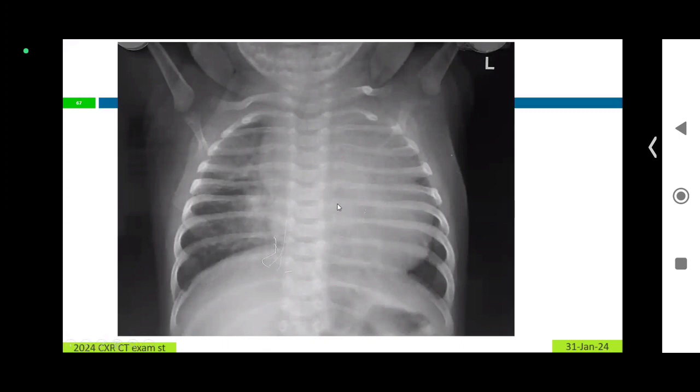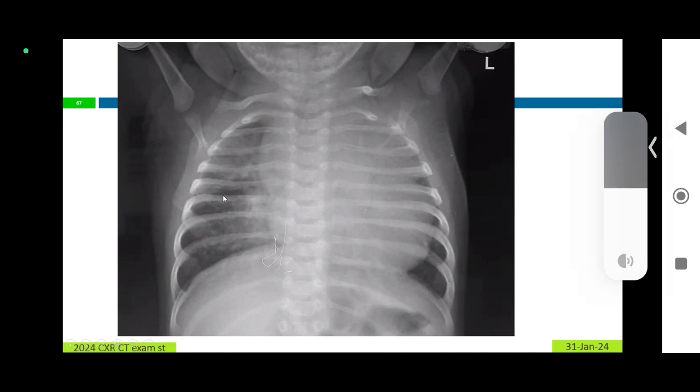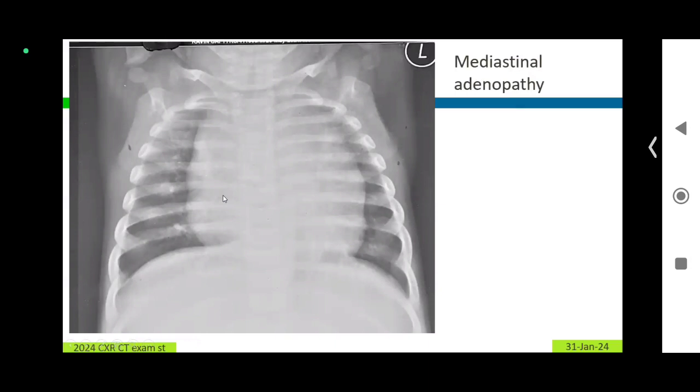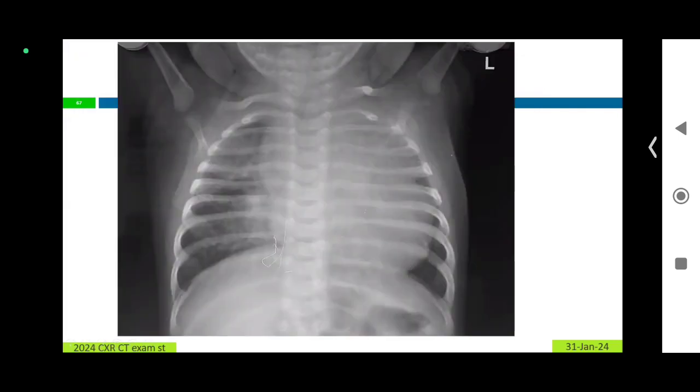When you have a heart like this, most of the time they will have accompanying pulmonary congestion. This is how the congestion will look like. Whereas if it is only a mediastinal adenopathy, there will be no congestion. But the closest differential is going to be a cardiomegaly. Otherwise, this child had a mediastinal adenopathy, lobulated swelling on both sides of the heart. So closest differential is cardiomegaly.